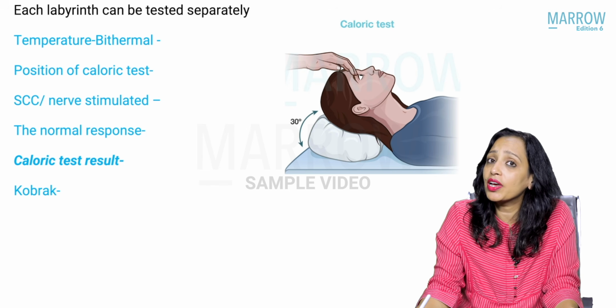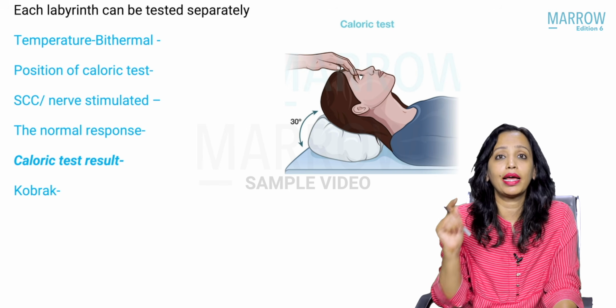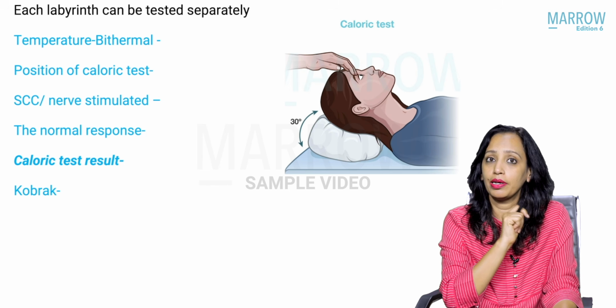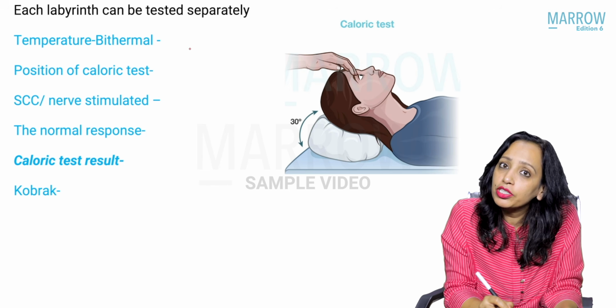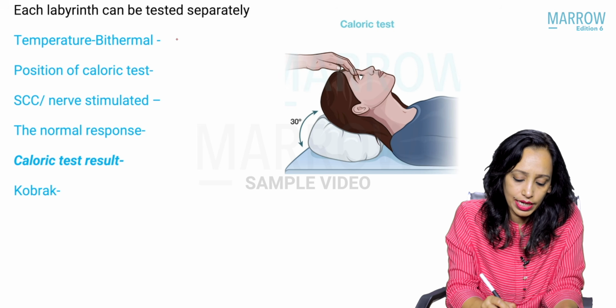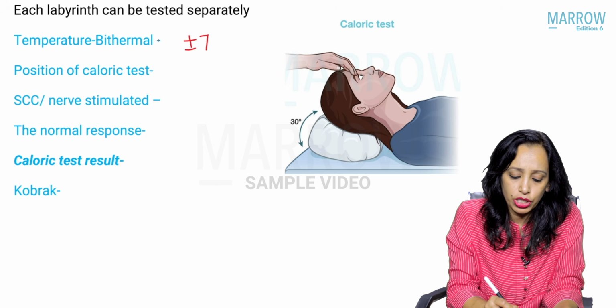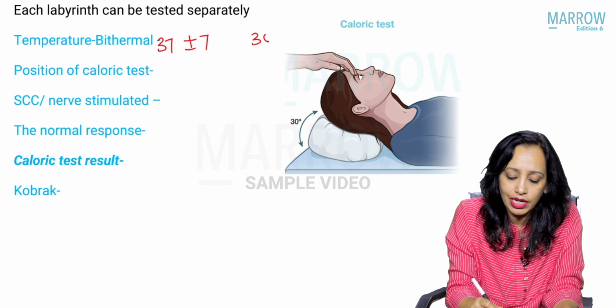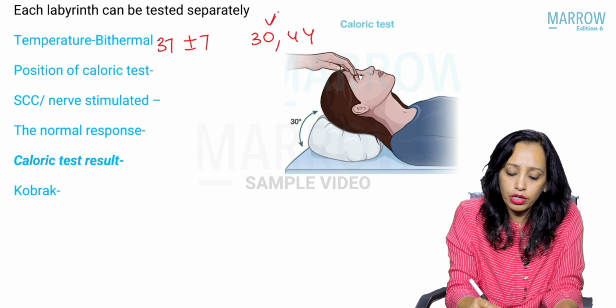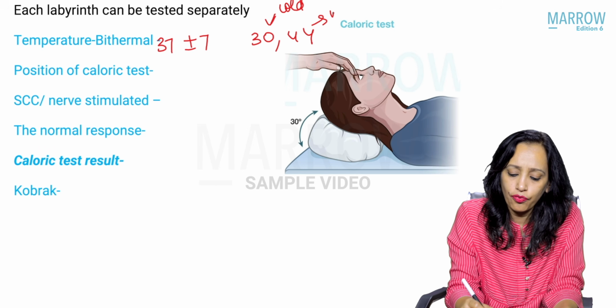So here, the significance of the caloric test is that we can test each ear separately. And what is the temperature that we use? The temperature that we use is plus minus 7 of the body temperature. So 37 plus minus 7, that is 30 and 44. So 30 is called the cold and 44 is called the warm.